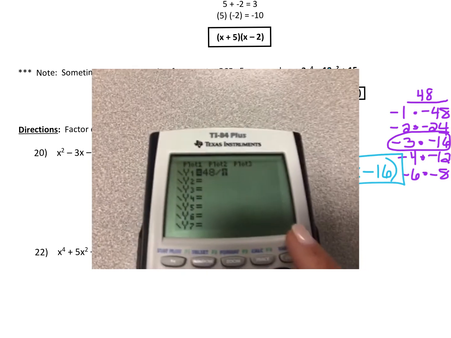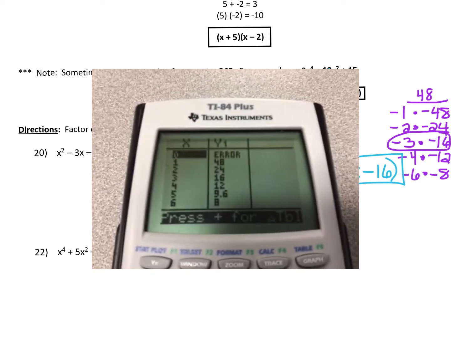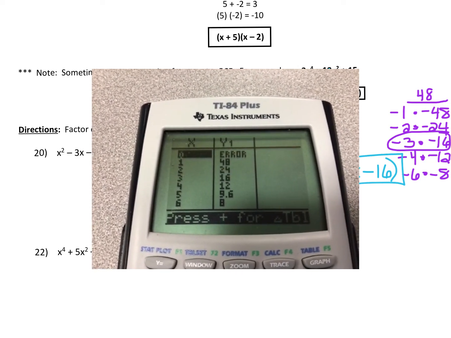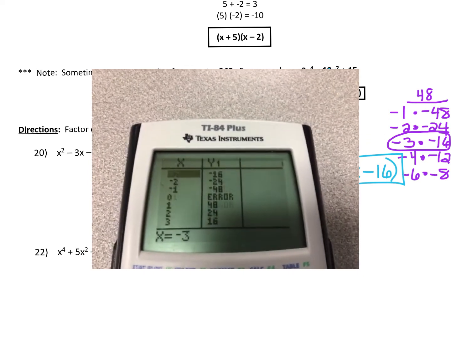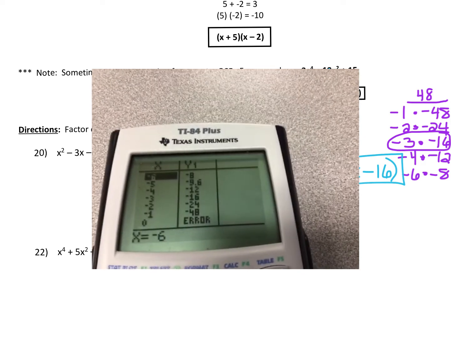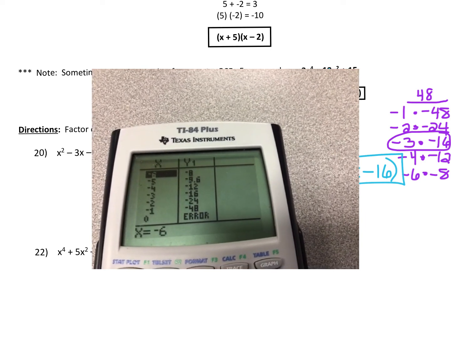So if you hit second graph, it'll list all the pairs of numbers that multiply to 48. See how we have 1 and 48, just like we have here. Actually, these are all negatives. If you want, you could scroll up to the negatives, like that. But it'll list out all the pairs of numbers that multiply to 48. And then you don't have to sit there and go 48 divided by 1, 48 divided by 2.